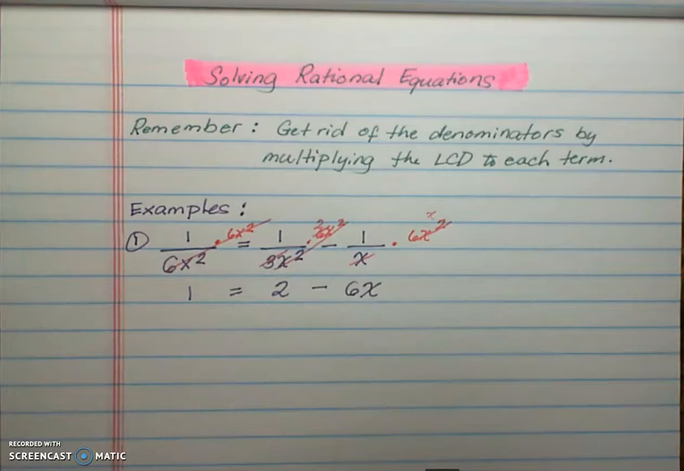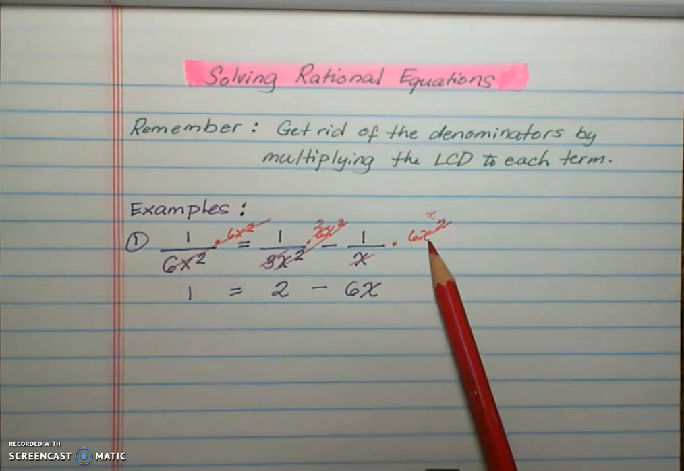All right, so let me explain this once again. So right here, you're just left with 1. This is equal to 6x squared divided by 3x squared is just a 2. Then the minus sign is copied down. Then 1 over x times 6x squared is going to give you 6x.